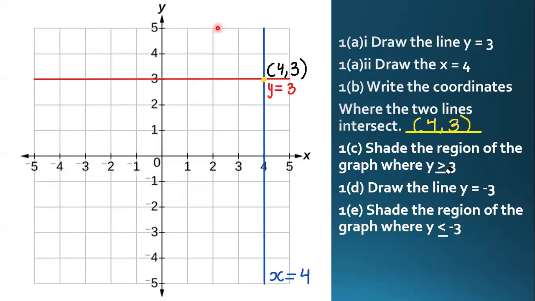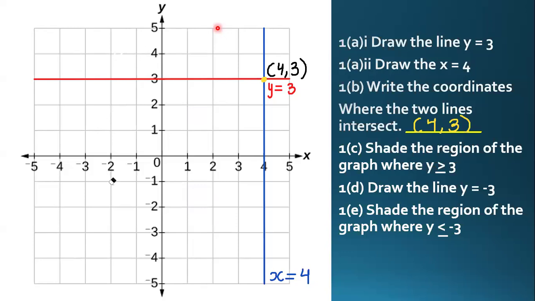The first thing we have to do is notice that we already have the line y is equal to 3, don't we? So it's either going to be one of two sides. It's either going to be this side that we shade or this side that we shade. Only one of them. It can't be both. Let me show you what I mean. For this particular shading, we're looking at the line y is equal to 3, and they want us to shade where y is greater than or equal to 3.